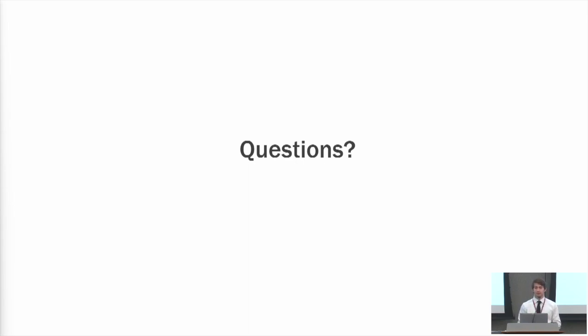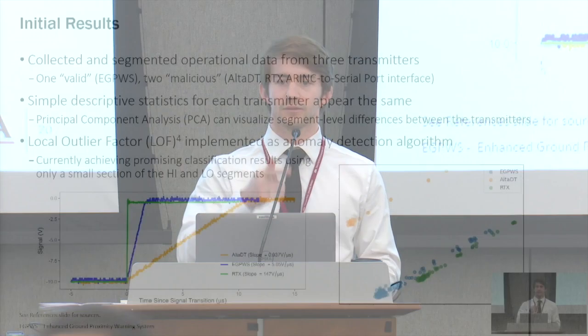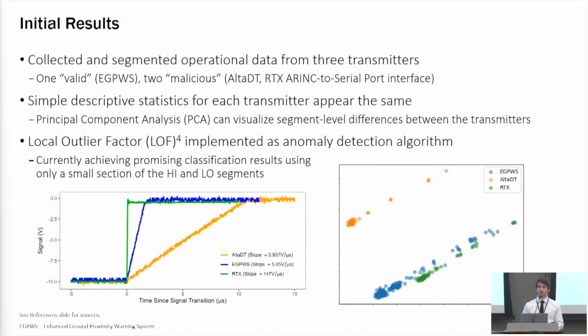Yes? If you go back to slide 20. This one? Yeah, this one. You've color-coded the different transmitters here, but if you just had the data, does your device distinguish between the RTX and the valid transmitter? They look, visually, if those weren't color-coded, hard to distinguish.